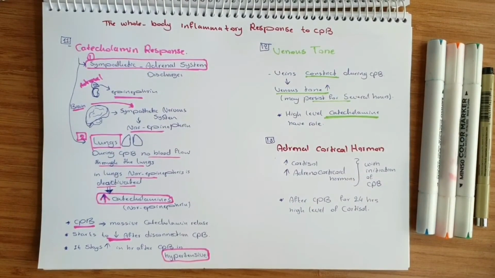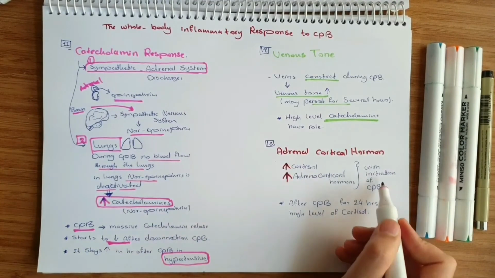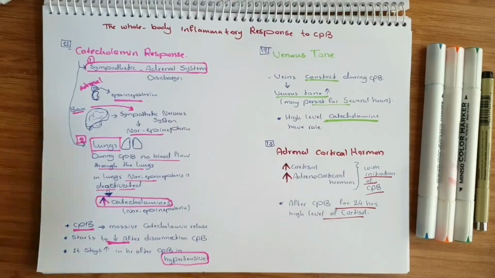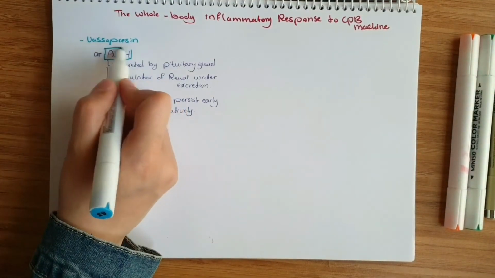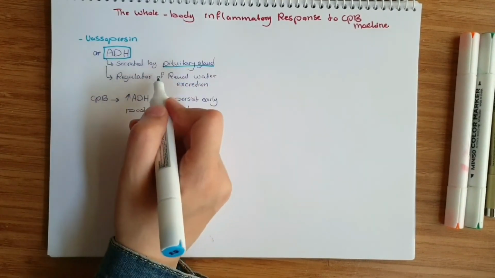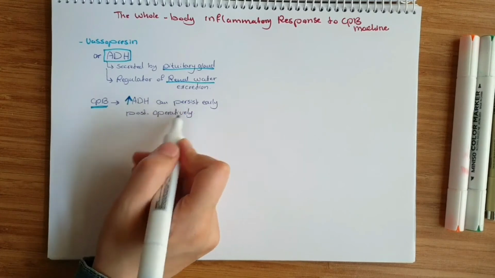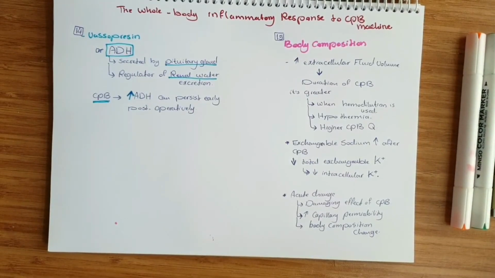We have adrenocortical hormones. There will be an increase in cortisol and adrenocortical hormones after initiation of this machine, and it will stay high for 24 hours. Vasopressin or antidiuretic hormone is secreted by the pituitary gland and is a regulator of renal water excretion. This increase in ADH can persist early postoperatively. Then we have the body composition.